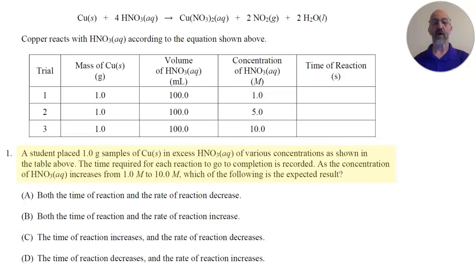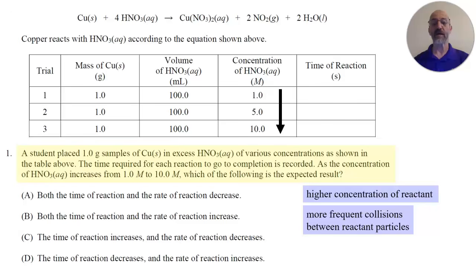The time required for each reaction to go to completion is recorded. And as the concentration of nitric acid increases from 1 molar to 5 molar to 10 molar, which of the following is the expected result? Now, if you look at the 4 answer choices, we can see that the phrases are time of reaction and rate of reaction. So if we have a higher concentration of reactant, that would lead to more frequent collisions between reactant particles, and that would result in a faster reaction rate.